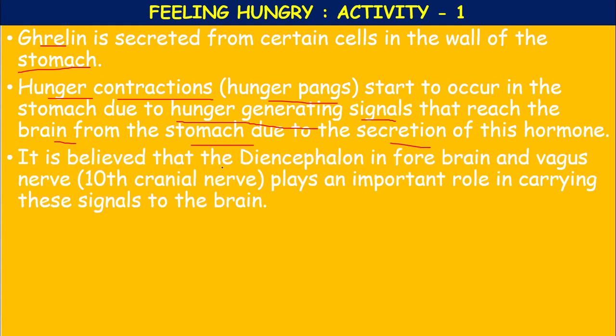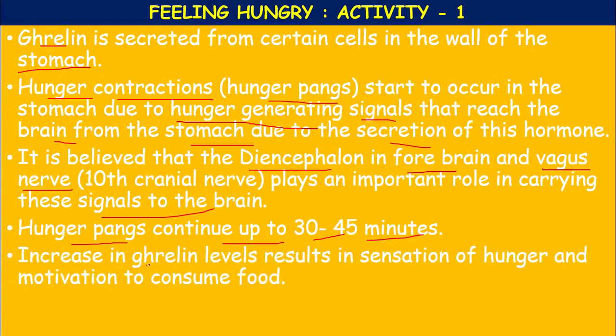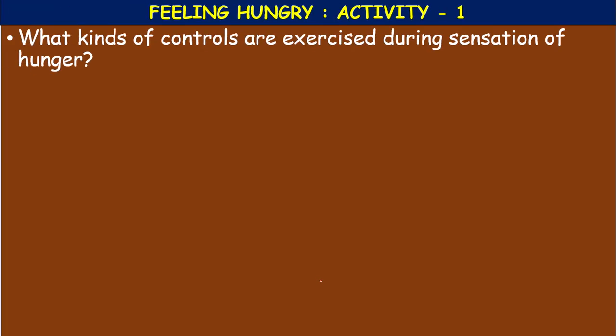It is believed that the diencephalon, the part of the brain, forebrain, and a nerve, that is the 10th cranial nerve, the vagus nerve, plays an important role in carrying these signals to the brain. The hunger pangs continue up to 30 to 45 minutes, and increased ghrelin levels result in the sensation of hunger and the motivation to consume food.